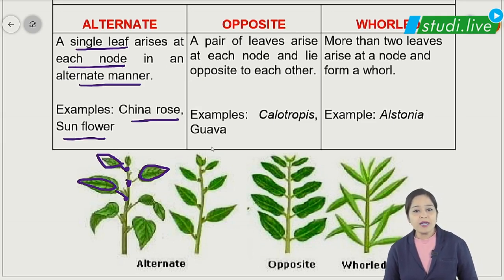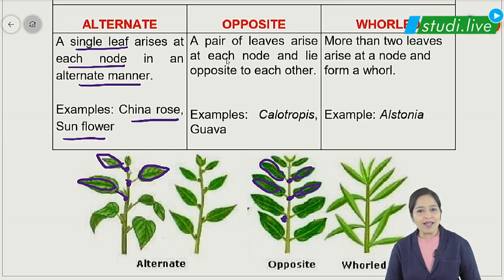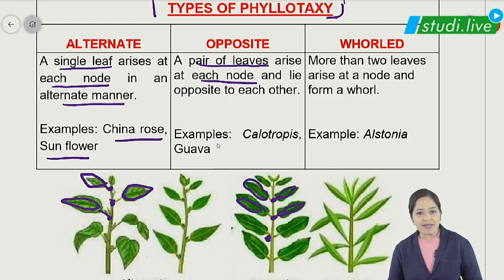But if at the node region we can see two leaves arising at each node, a pair of leaves, they are called opposite. So when at each node we can see two leaves, that is known as opposite. The examples for that are Calotropis and guava.